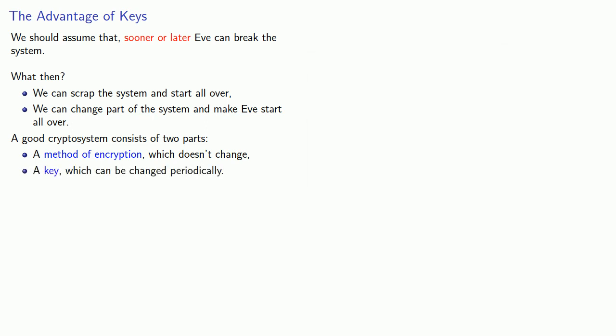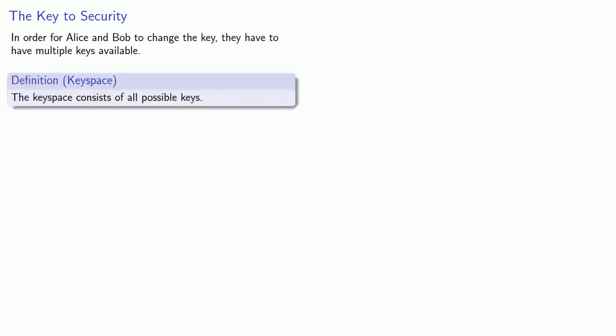And so one of the other assumptions we'll make is that Eve always knows the method of encryption, but doesn't know the key. And this brings us to our first truly important definition. In order for Alice and Bob to change the key, they have to have multiple keys available. And so this leads to the following idea. The key space consists of all possible keys. So this gives us a framework for looking at cryptographic systems. Now let's take a look at a few actual systems.